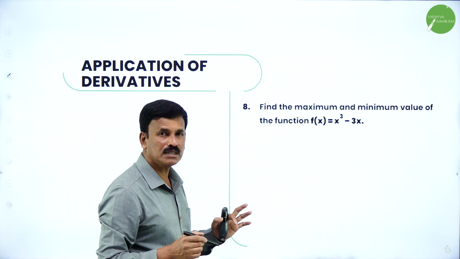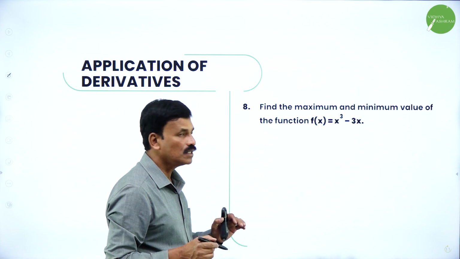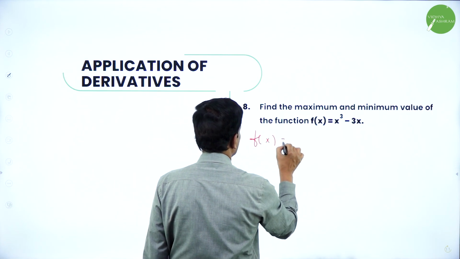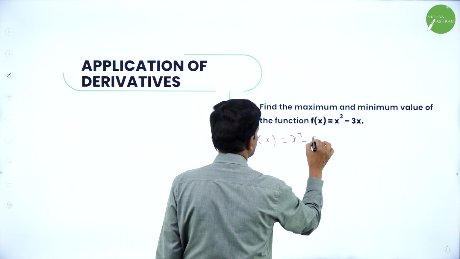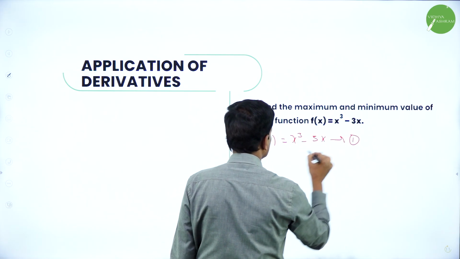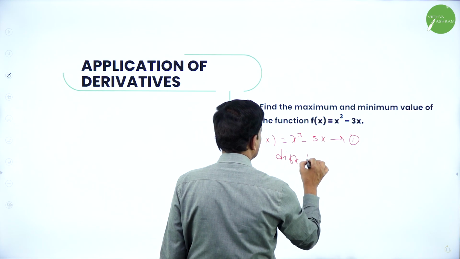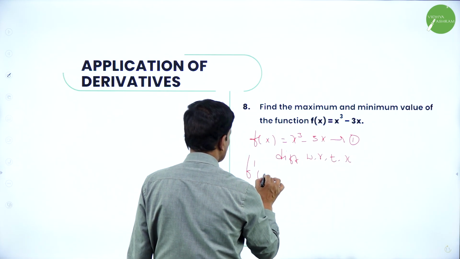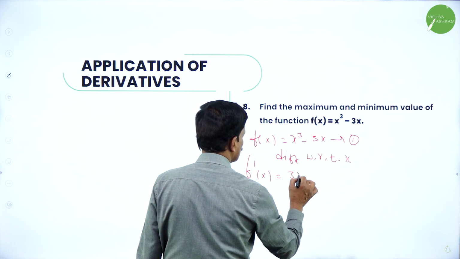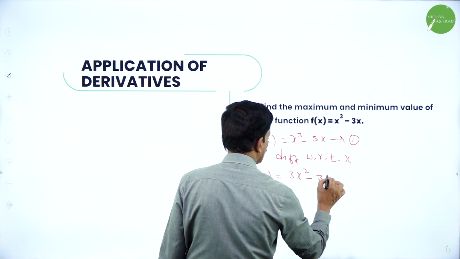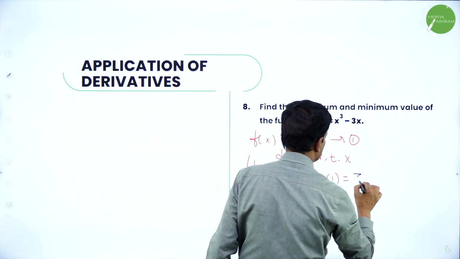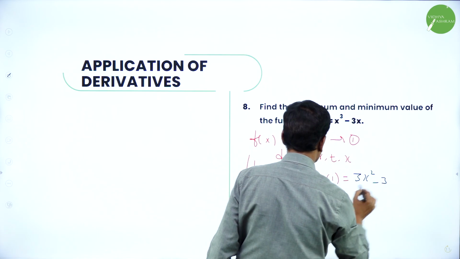Find the maximum and minimum value of the function f of x is equal to x cube minus 3x. What is given? f of x is equal to x cube minus 3x. Let us represent this as equation 1, differentiating with respect to x. So f dash of x is equal to differentiation of x cube is 3x square minus 3 into differentiation of x is 1. This is equal to 3x square minus 3.